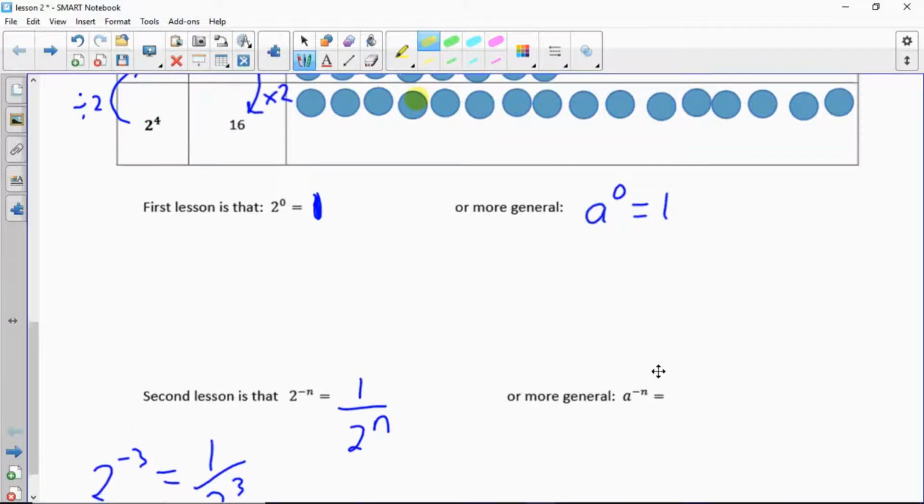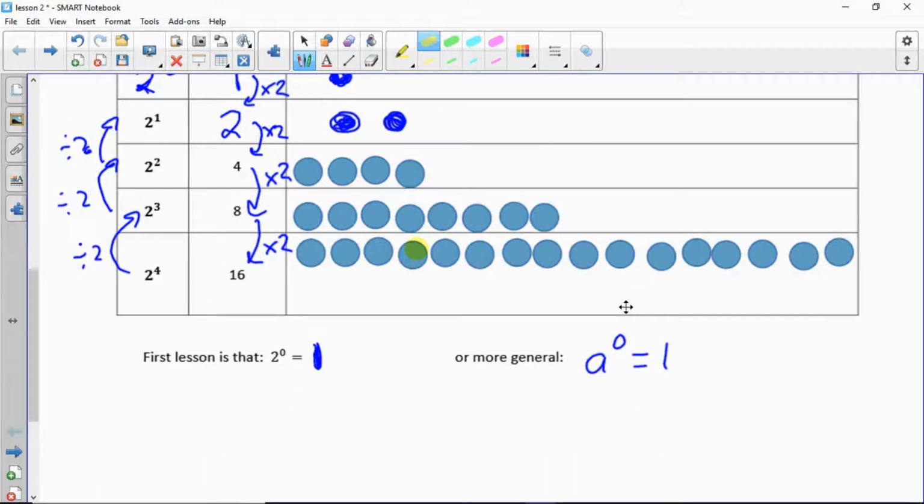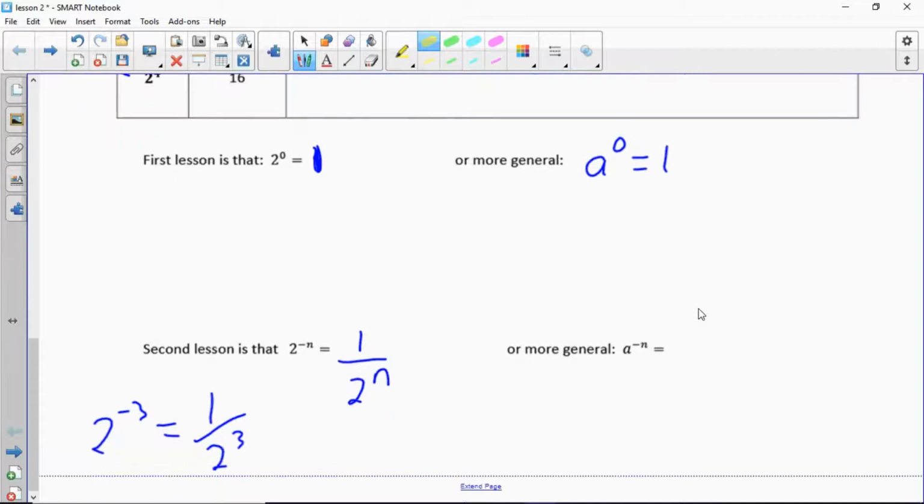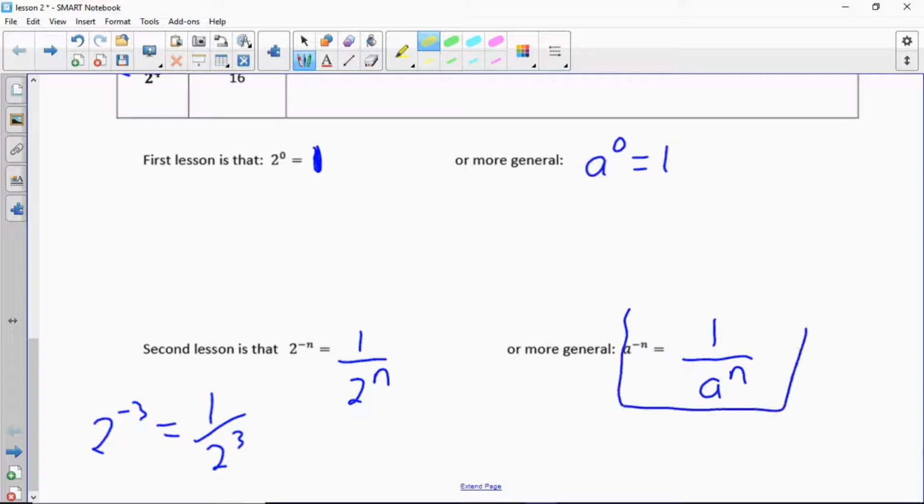In general, I could do the same table for powers of 3 or powers of 4 or powers of 5 or whatever I want, and I get a very similar result, and that is that a to the power of negative n is always 1 over a to the power of n. That's a very important rule for today. So is this.